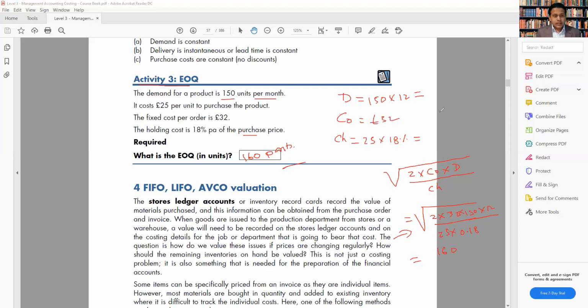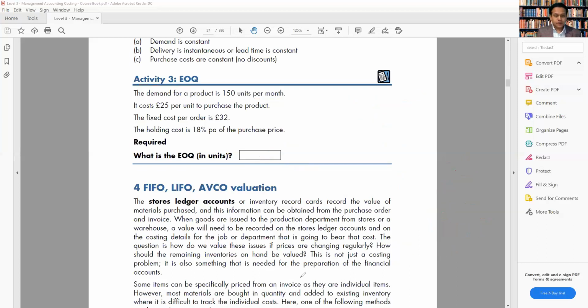All right, so let's move on to our next topic, that is LIFO, FIFO, and AFCO. So LIFO, FIFO, and AFCO.